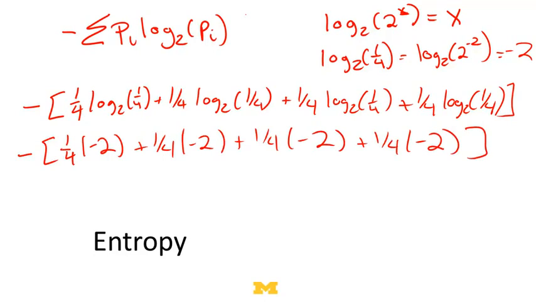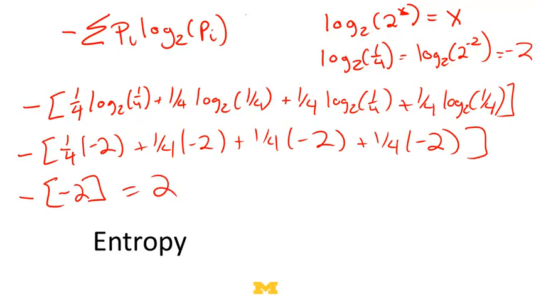And we get this, remember, because the log base 2 of 1/4 is just the log base 2 of 2 to the minus 2, and so it's just minus 2. So that gives us minus, and I've got 4 times 1/4 times minus 2, so I get minus minus 2, which equals 2. Okay? So what does entropy tell us?